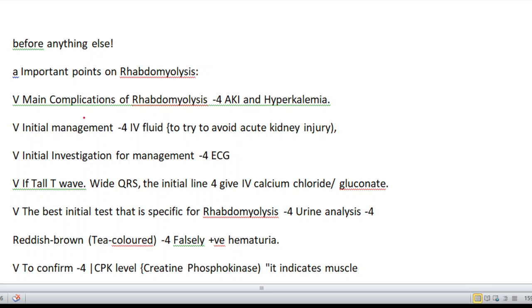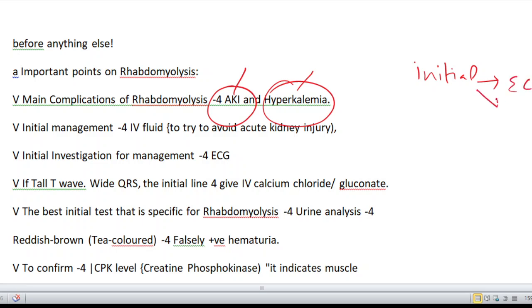The main complication of rhabdomyolysis is AKI, and hyperkalemia. This is dangerous for the heart. Initial management is IV fluid, but it depends upon the condition. Suppose the scenario says there is hyperkalemia, what is the initial step? If you are having hyperkalemia, then the initial step will be to do an ECG, and the initial management will be calcium gluconate or calcium chloride.